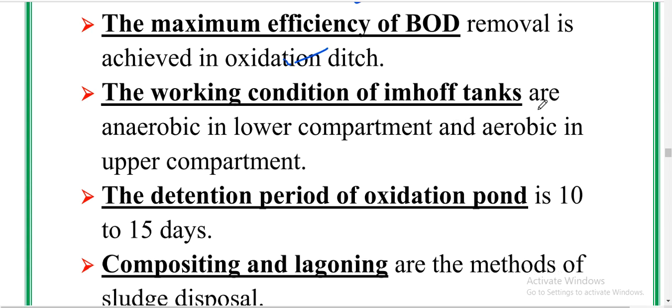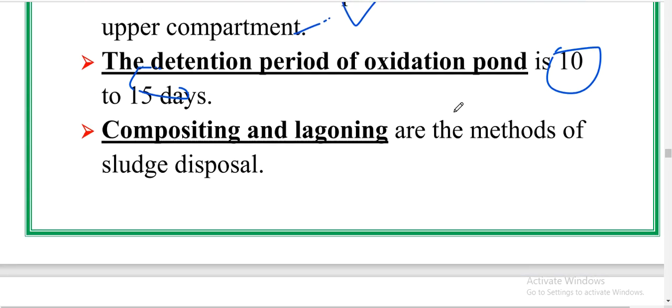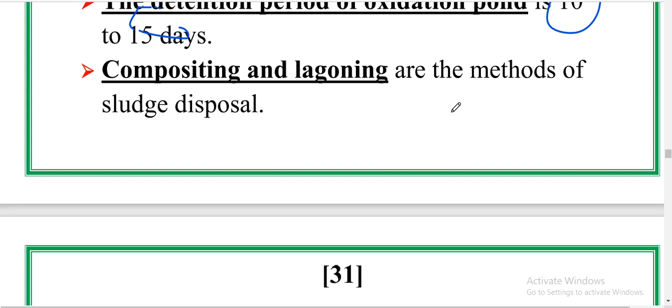The working condition of IMHO tanks are aerobic in the lower compartment and anaerobic in the upper compartment. The detention period of oxidation pond is 10 to 15 days. Detention period for rapid sand filter is 2 to 6 hours, but the detention period for oxidation pond is 10 to 15 days. Okay, remember it.